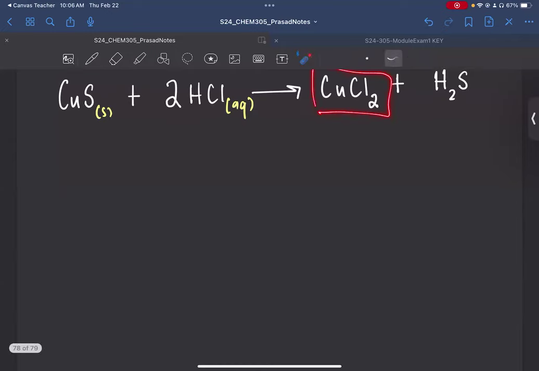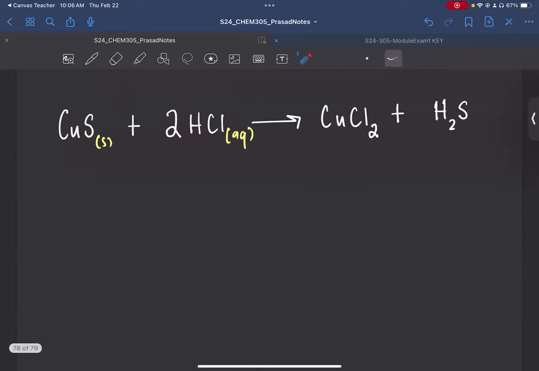Moving on, copper chloride, looking at the same rules. The compound contains a chlorine, therefore it is aqueous. This is not an exception.